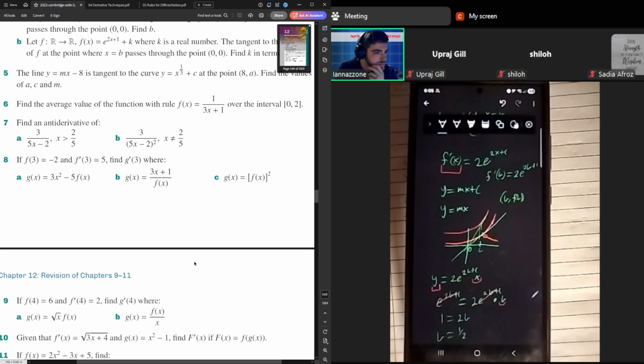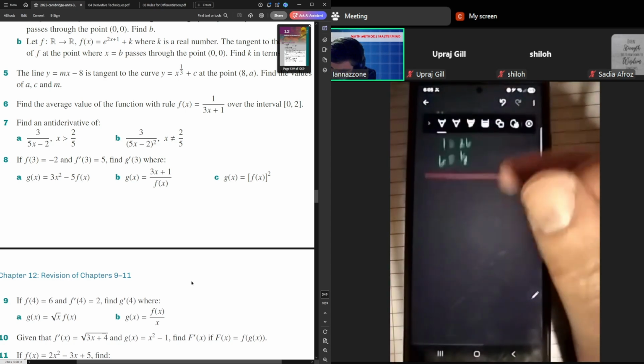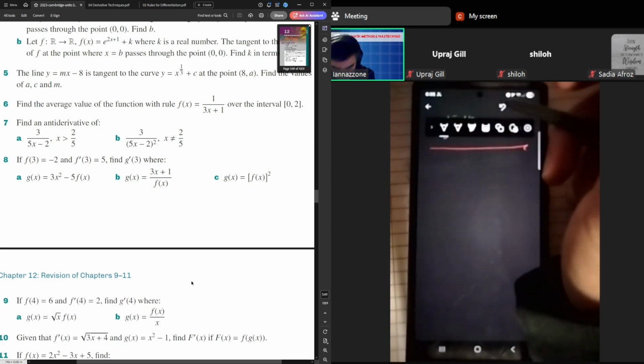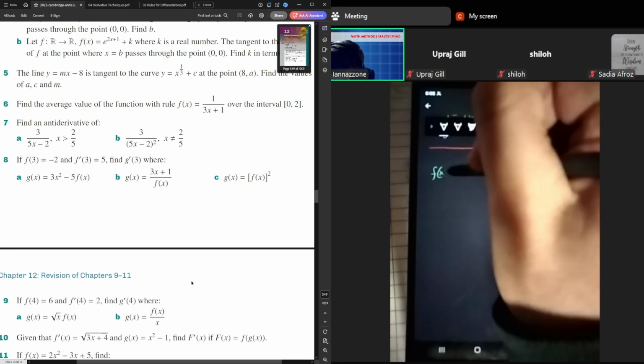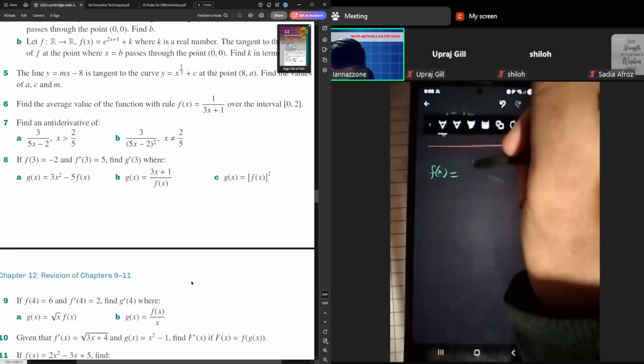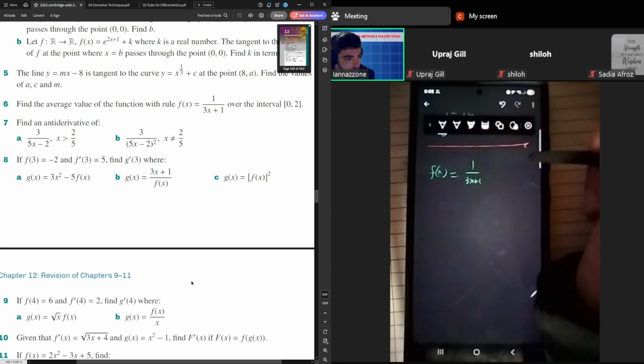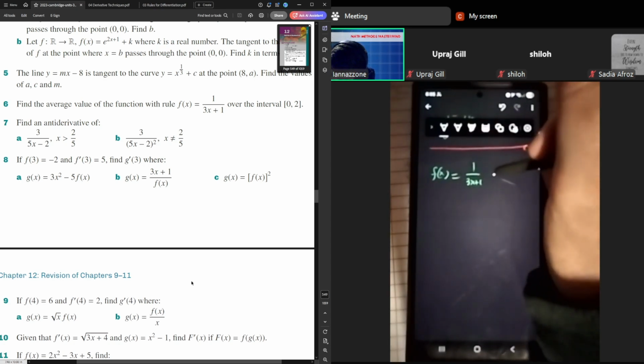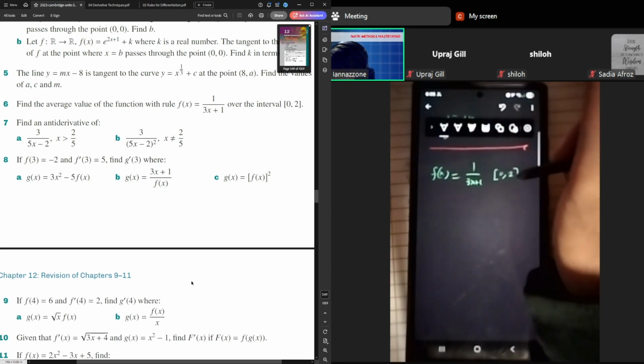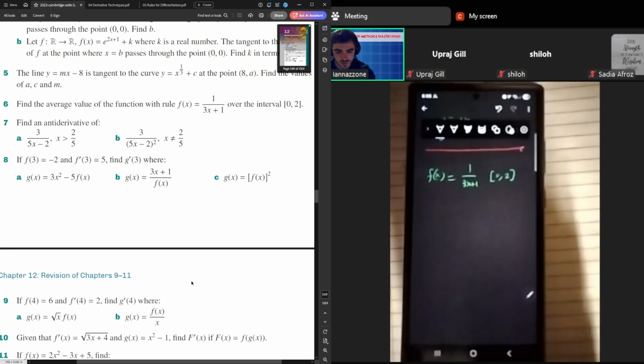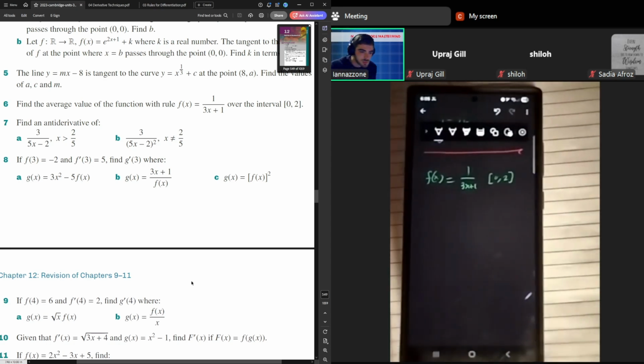Part 6 is more of a remembering sort of situation. It says find the average value of a function over an interval. I'll start writing that out. So we have f of x is 1 over 3x plus 1, and we're doing it over the domain 0 to 2. We want to find the average value from 0 to 2. Average value is a keyword. It means a very specific thing. Does anyone remember what it means?